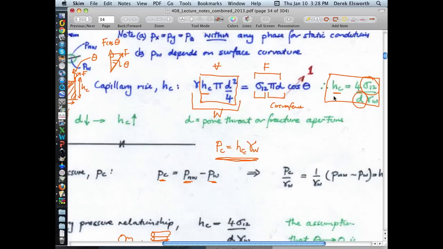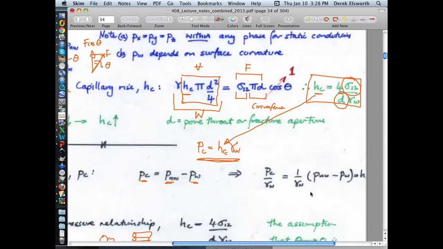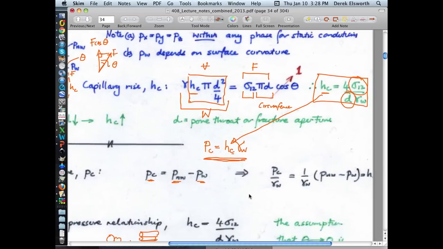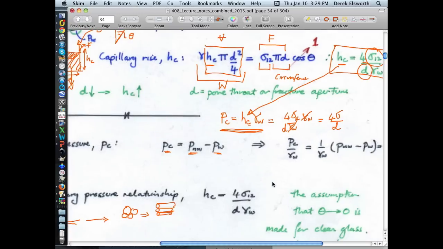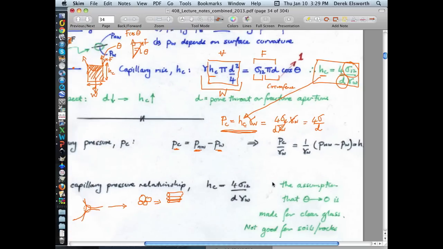And so if we substitute this expression into here, we can calculate the capillary pressure, and it's going to be equal to four times interfacial tension between the two fluids, divided by the diameter of the capillary, multiplied by the unit weight of the water, divided by the unit weight of the water, which just cancels. So Pc is 4 times interfacial tension divided by the diameter of the capillary. And so that's an important parameter for us to understand.